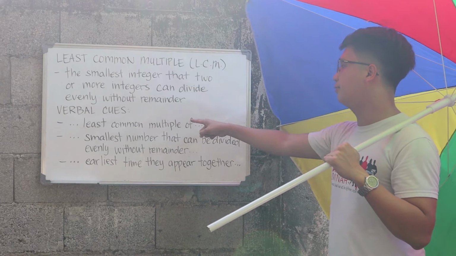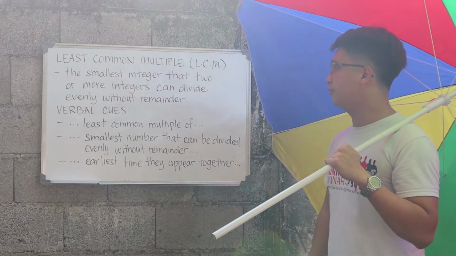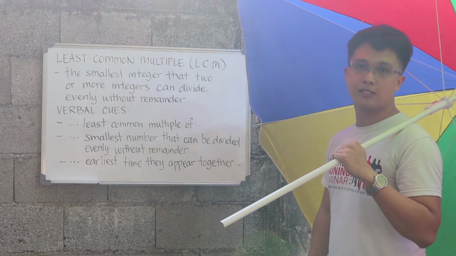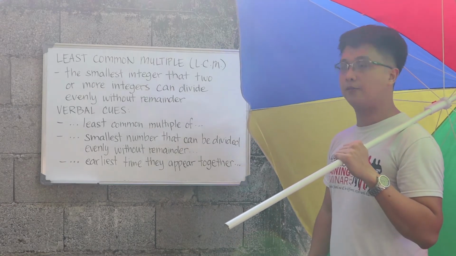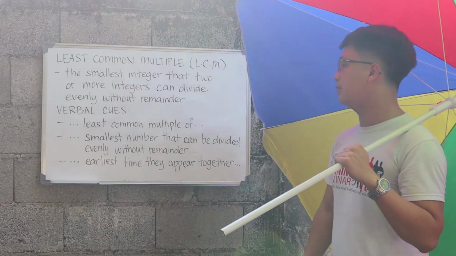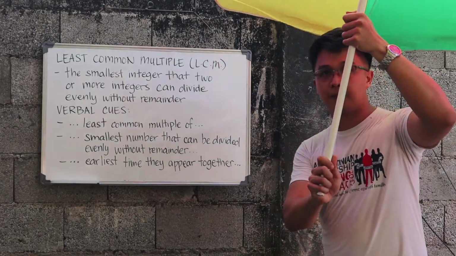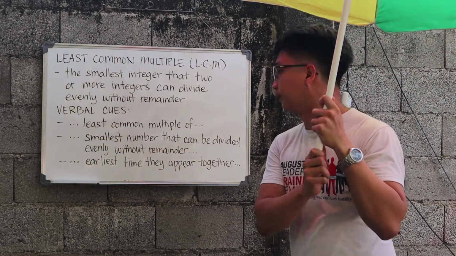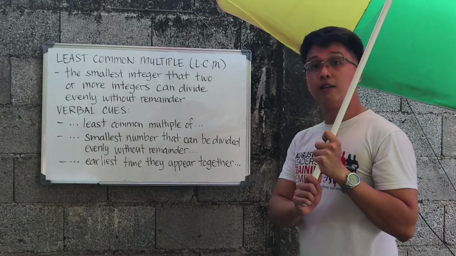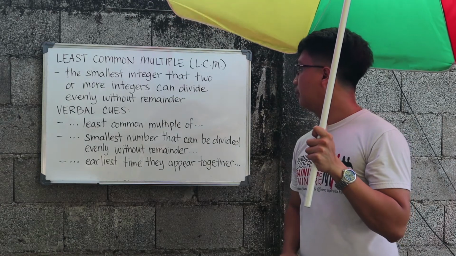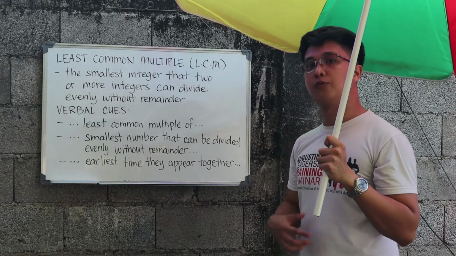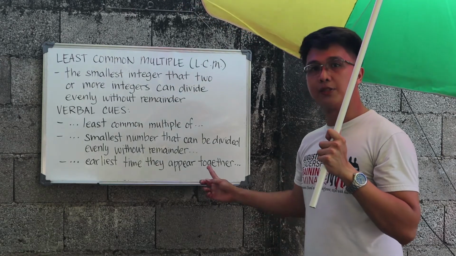Examples, we have the words themselves: "Find the least common multiple of." Also, another verbal cue is "the smallest number that can be divided evenly without remainder," or "the earliest time that they appear together." So the LCM is useful for activities that happen together. If you want to know when they happen together, we use the LCM.